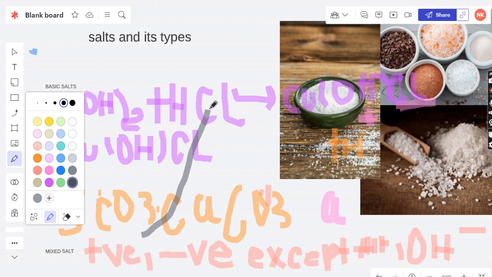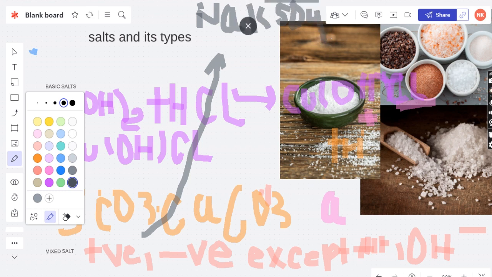I'm writing an example here. For example, NaKSO4, sodium potassium sulfate. Sodium is positive, potassium is positive, two positive ions. There is no presence of the H ion, and SO4 is negative. This is an example of a mixed salt, so it has cations and anions except H plus and OH minus. So these are the types of salt.